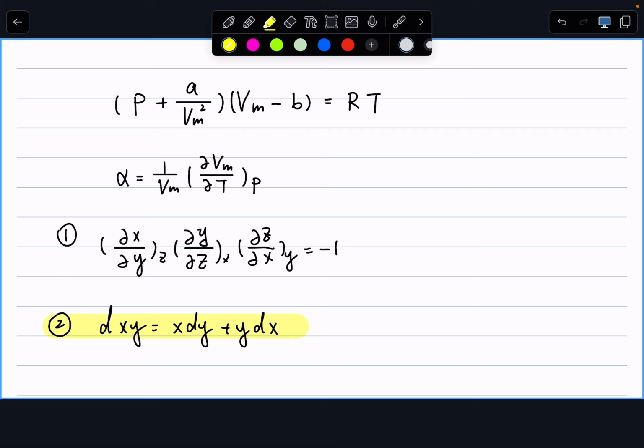And since alpha equals 1 over Vm times the partial derivative of Vm over T at constant p, we're just canceling out one of the Vm on the top. We got R Vm squared times (Vm minus b), and the bottom stayed the same: RT Vm cubed minus 2a times (Vm minus b) squared.